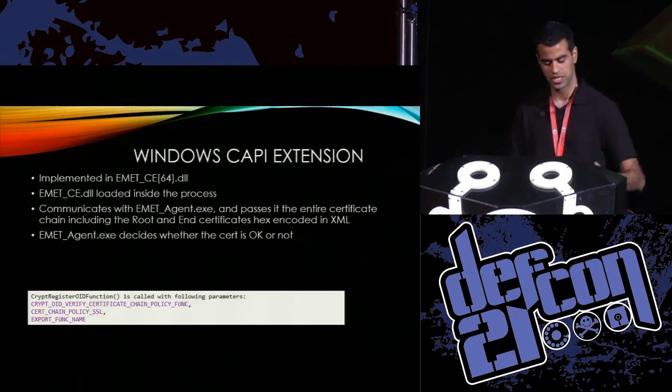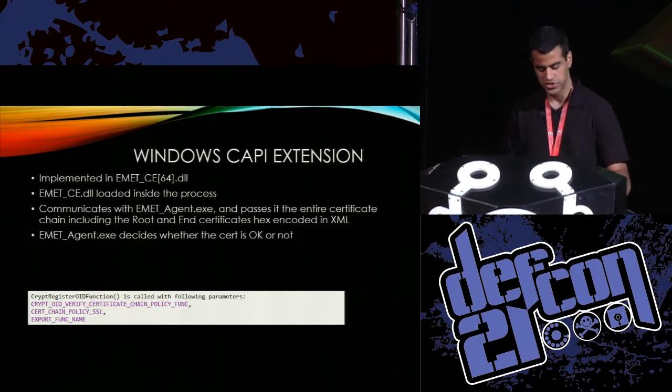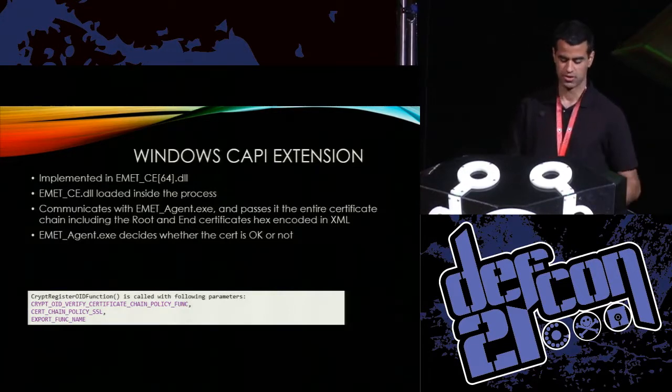As you can see at the bottom, we have the little CryptRegisterOIDFunction. That's a code snippet, kind of. And you can see that we specifically target SSL over there. So this is specifically for SSL checks.